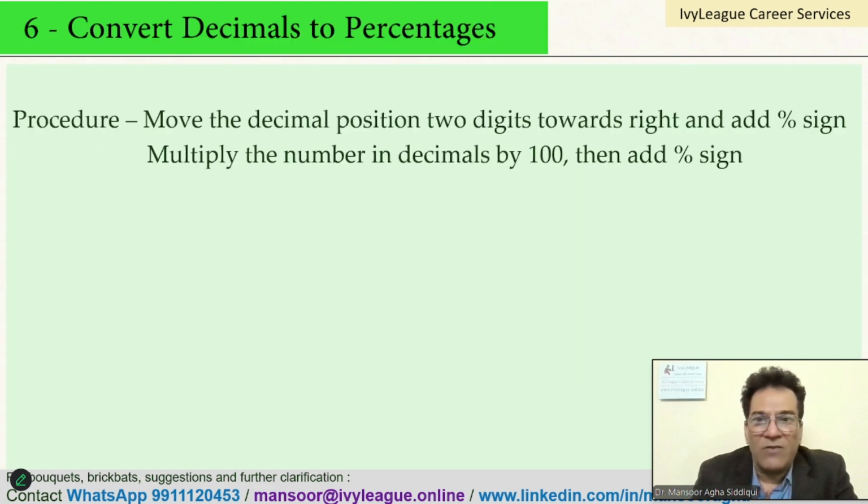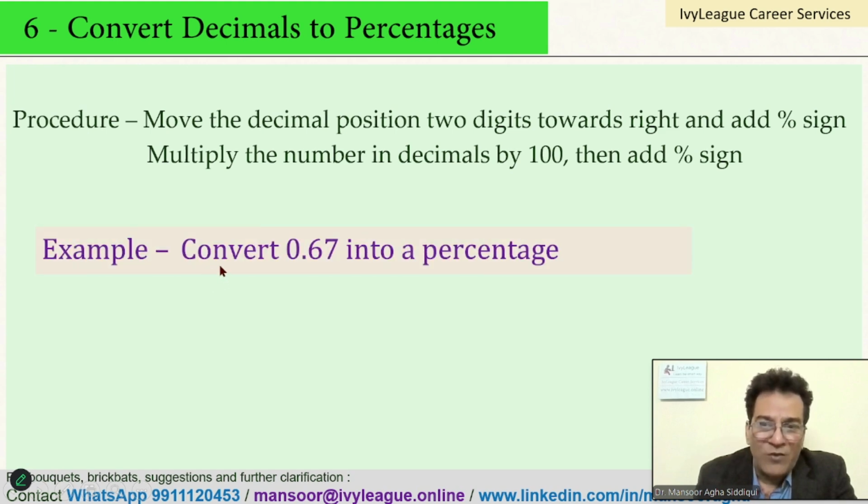So let's do it in detail now. A second method is you can multiply the number in decimal by 100 and then you can add a percentage sign. Sir, we have to write the procedures also. Yes. Initially, I'll tell you when you have to write the procedure. This has to be written. There are two methods to do this. Okay, sir.